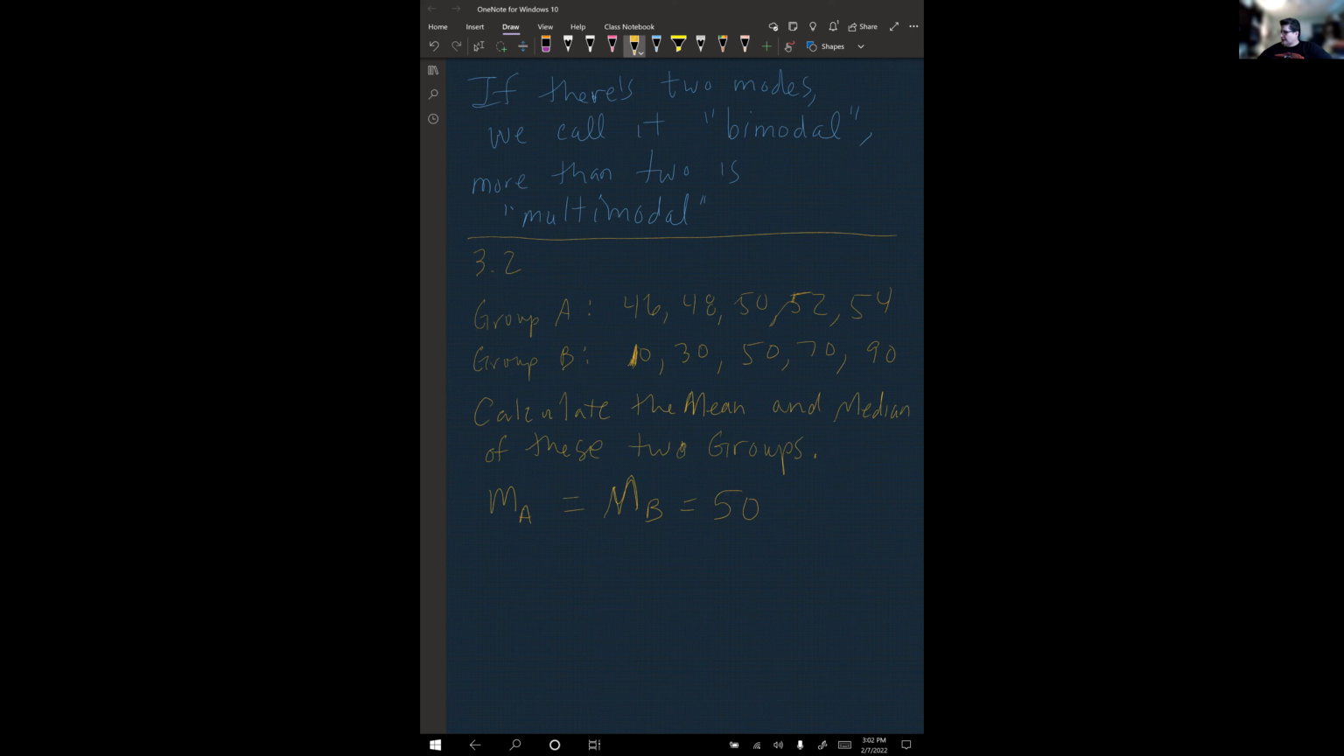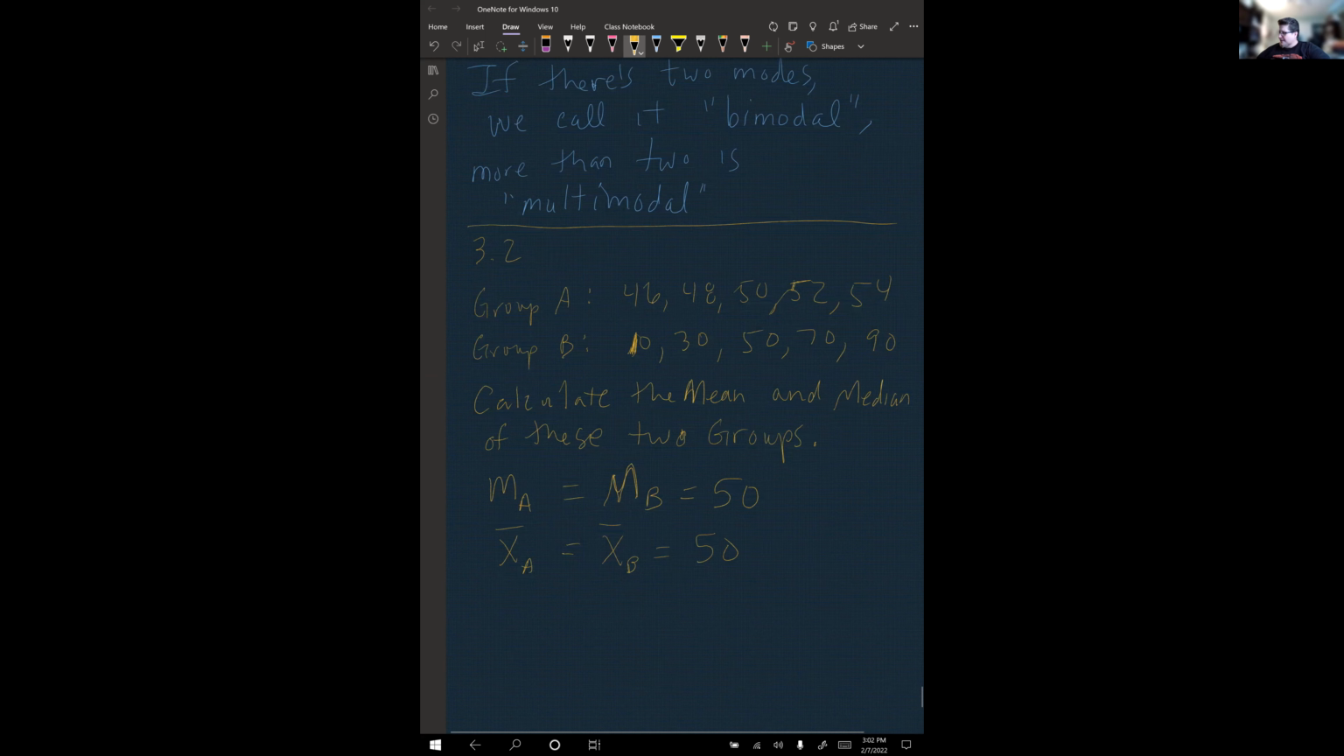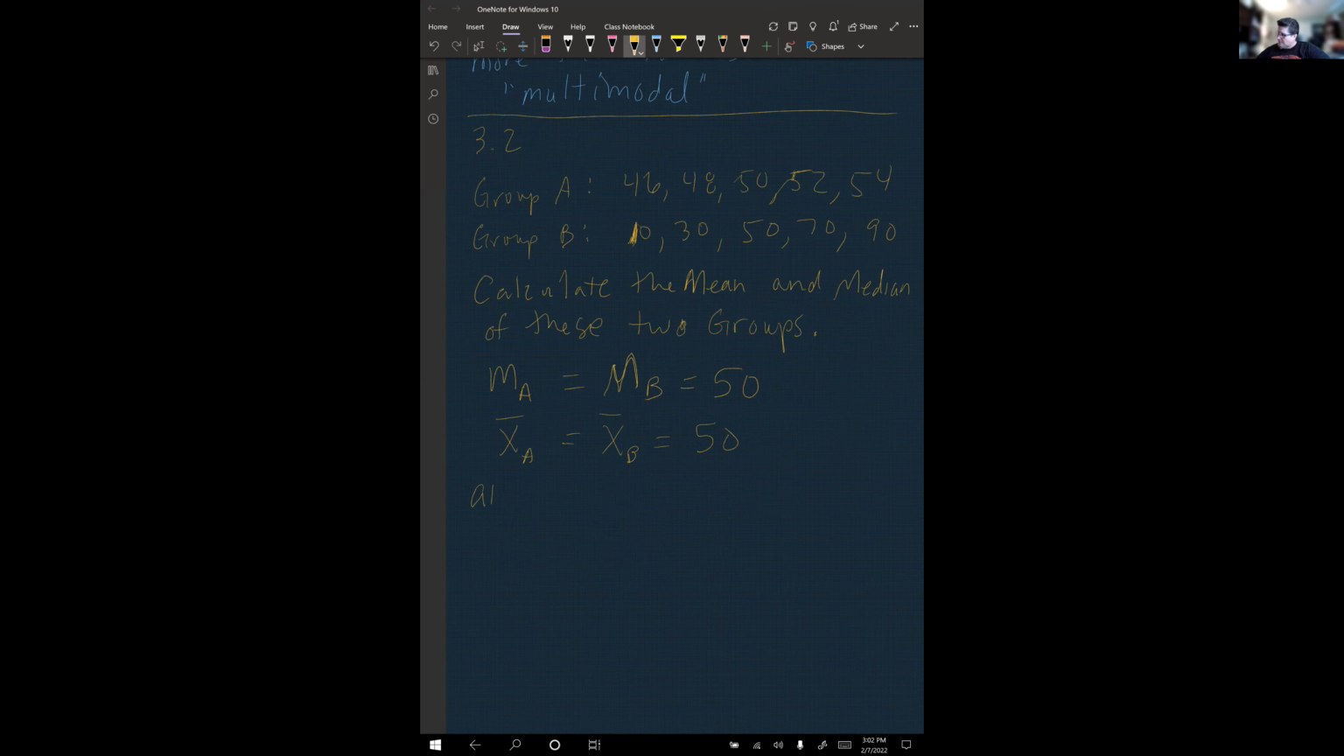It's 50 as well, right? Thanks, Gabe. So X bar for A and X bar for B is both 50. So all of our measures of center get the same answer, right?